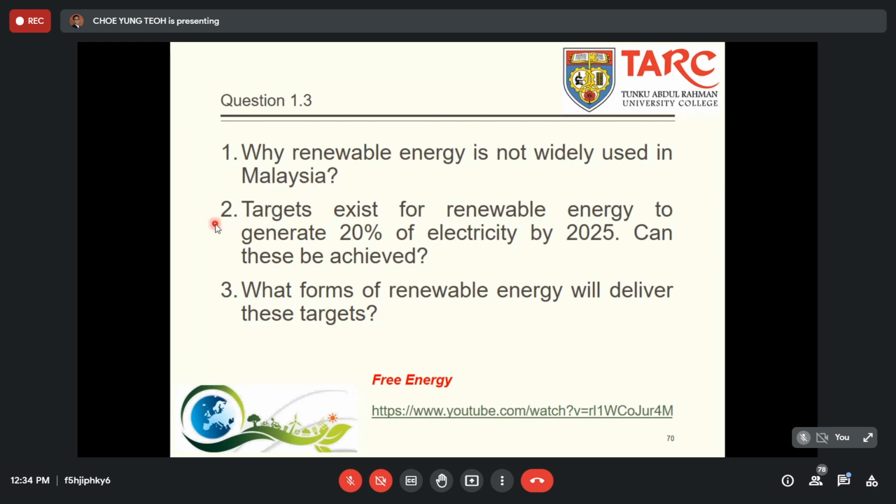And then number two, the target is for renewable energy to generate 20% of electricity by 2025, four years from now. Can this be achieved? Do you think four years? Maybe now, due to the full MCO, I think our economy is badly hit by this COVID-19 pandemic. So maybe you extend a bit, it's up to you to explain whether you can achieve this or not. If you say yes, then explain why and how you can achieve it. If you say no, then explain why not.